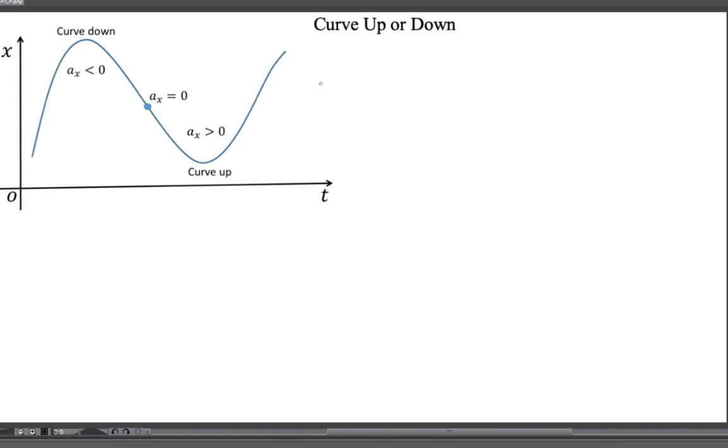When one has an XT diagram, no matter how complicated it is, you can always decompose the XT diagram into two situations. Either the curve is curve down, like this case, or curve up, like the right side. So now let's talk about what's the property of an object's motion for these two kinds of shapes of the XT diagram. First, let's talk about curve up.